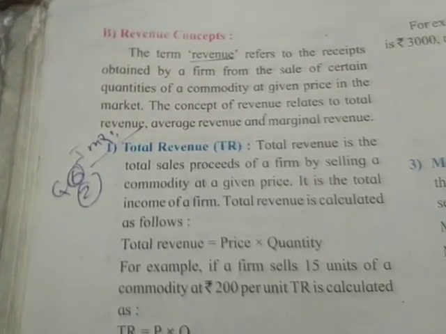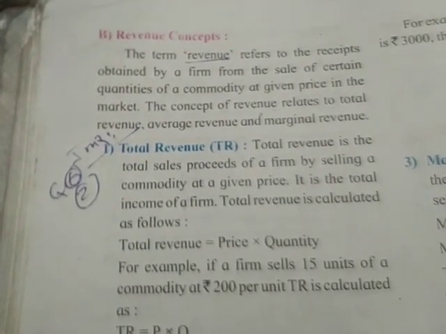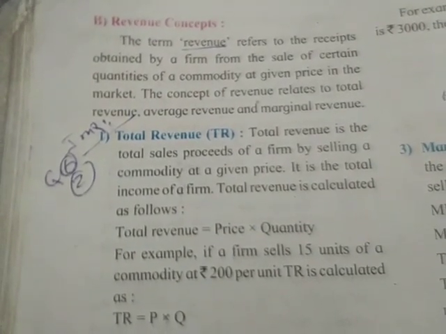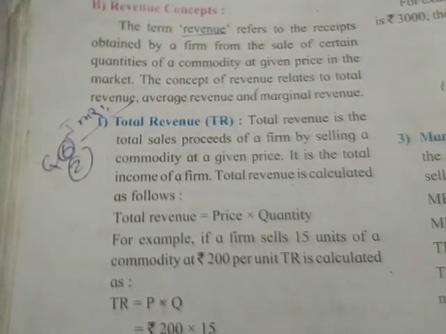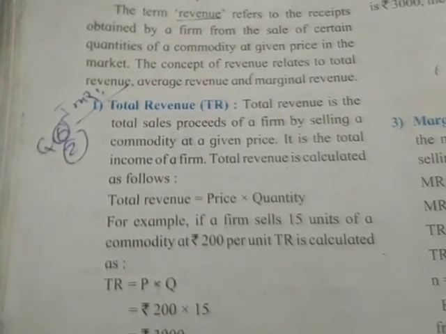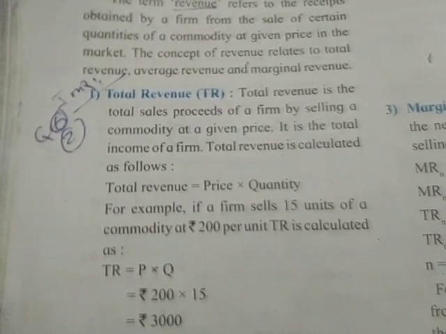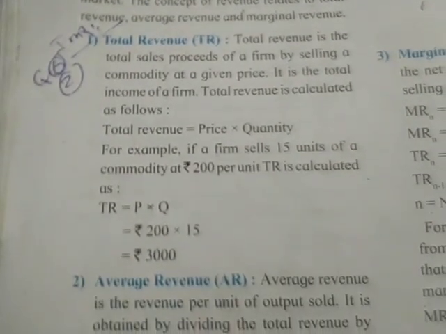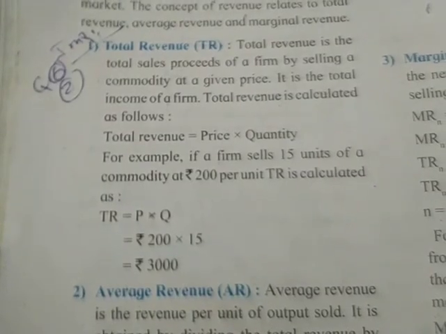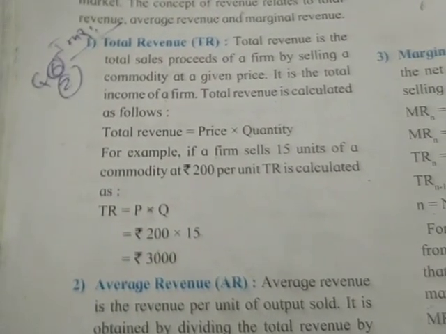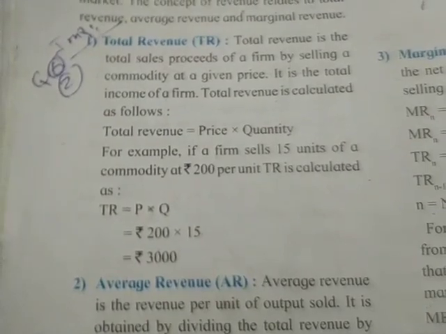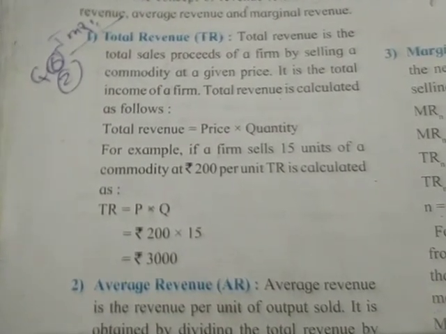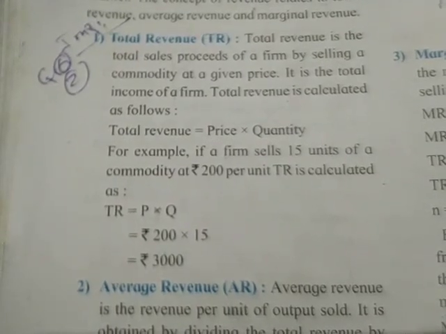B. Revenue concepts. The term revenue refers to the receipts obtained by a firm from the sale of certain quantities of a commodity at given price in the market. The concept of revenue relates to total revenue, average revenue, and marginal revenue. First, total revenue, TR. Total revenue is the total sales proceeds of a firm by selling a commodity at a given price. It is the total income of a firm.